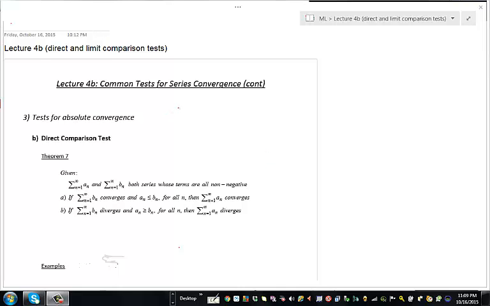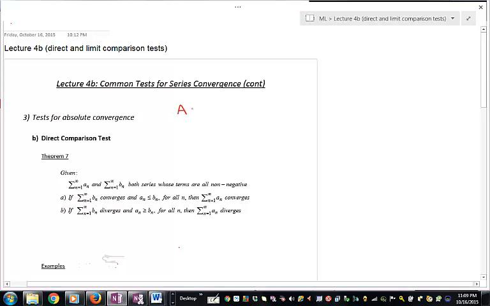And so we're going to look at two series here. I'll call this first series A and call this second series B. And these terms are all going to be non-negative in both of these series. And this theorem says the following. It says that if the B series converges and all of the terms in the A series are less than the corresponding terms in the B series, then the A series has to converge.